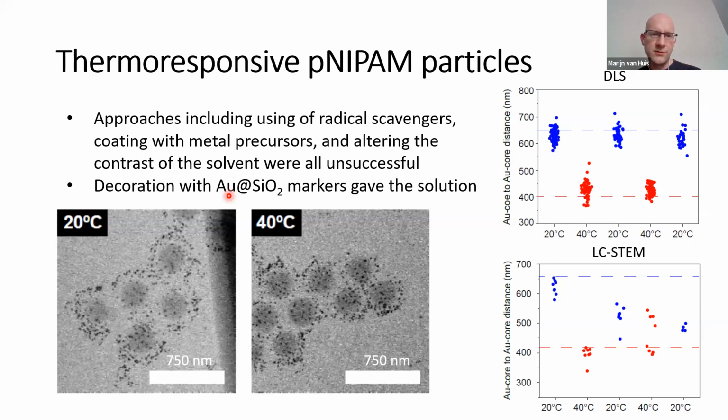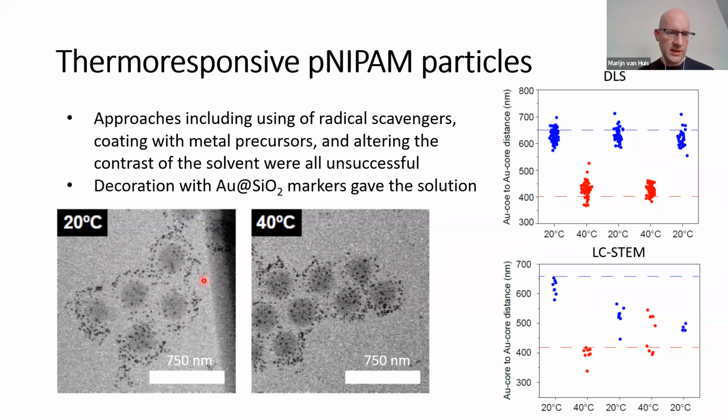We also tried to flow in silica particles. That did help, but the contrast was very poor. So in the end, we made a combination. We used tracker particles with gold cores and silica shells. These kind of automatically assemble at the corona, at the p-NIPAM particles.